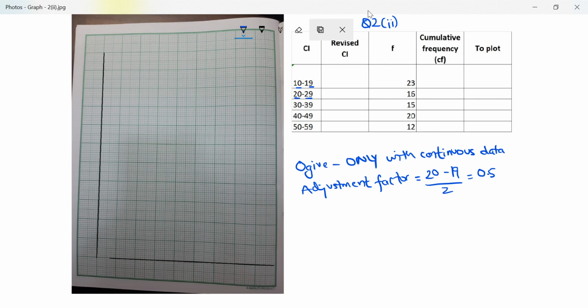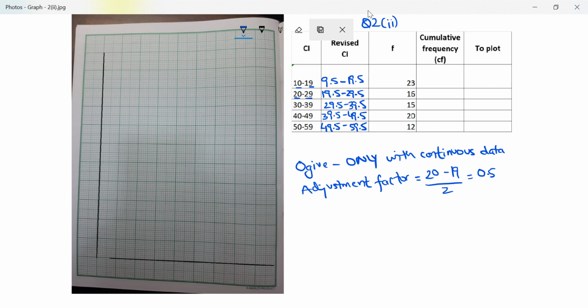So 10 minus 0.5, that's 9.5, and this is 19.5. This becomes 19.5 with 29.5, 29.5 with 39.5, 39.5 with 49.5, 49.5 with 59.5. Now I have converted this into continuous data. Next, I need to do a cumulative frequency.